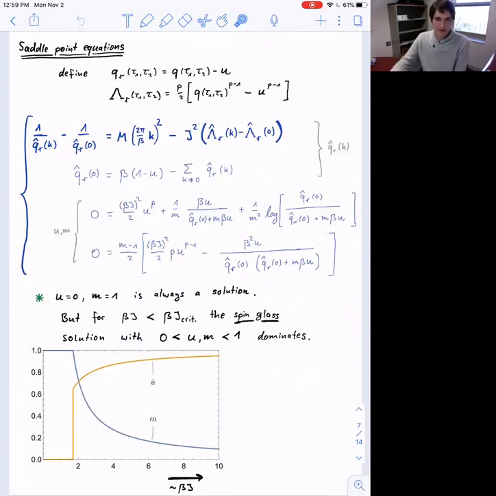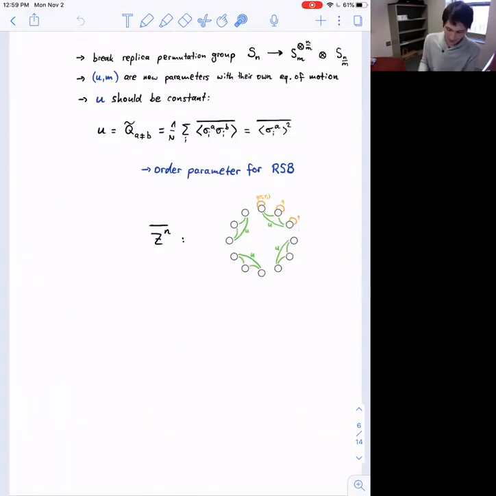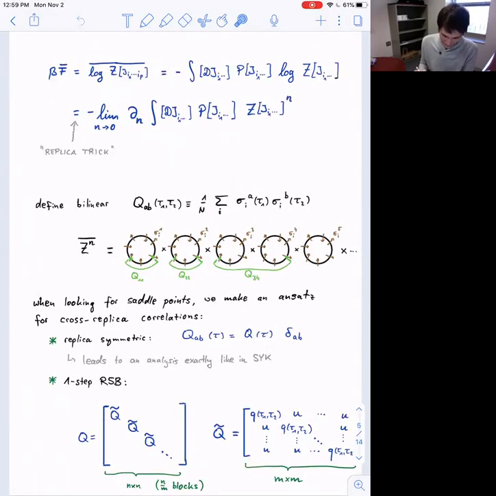So let's look at the saddle point equations here. It's convenient. So we want saddle point equations essentially for this matrix, right? These are our fields now, in particular Q, and also this constant U, and even the size of these blocks M, are all going to be parameters that we have to determine dynamically, sort of. So there's going to be equations determining these parameters in an optimal way.